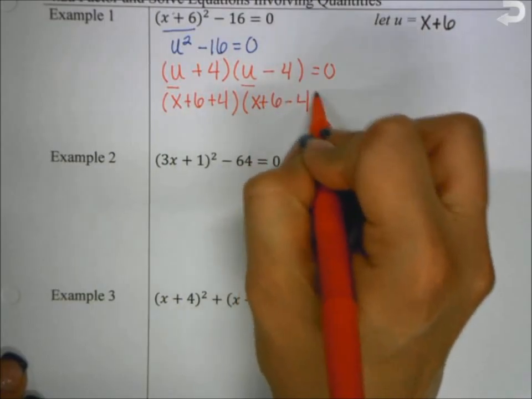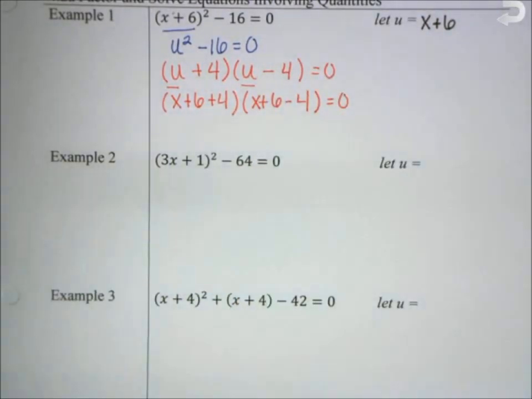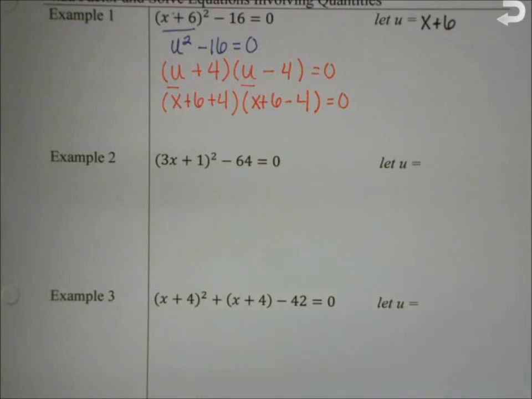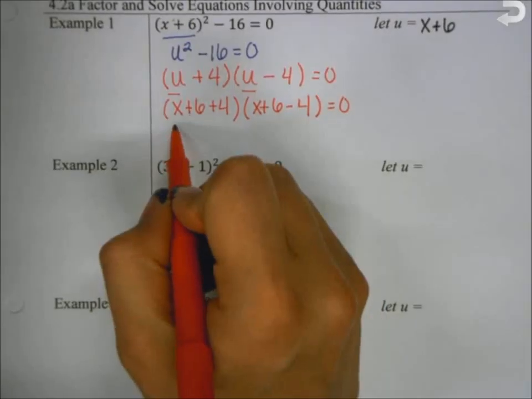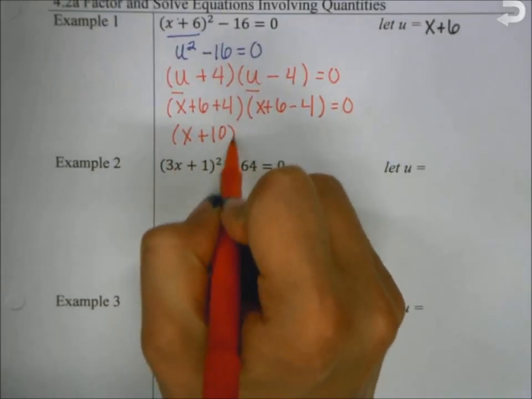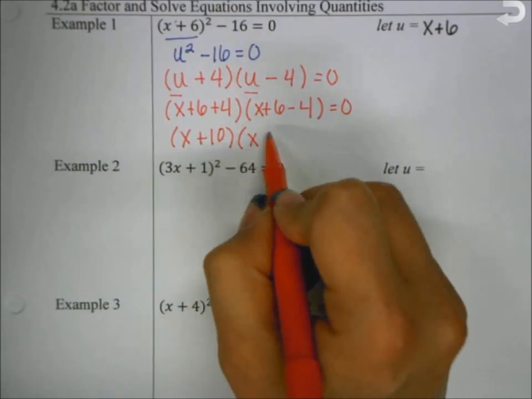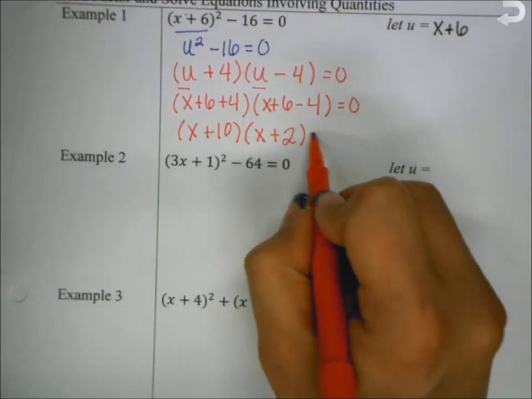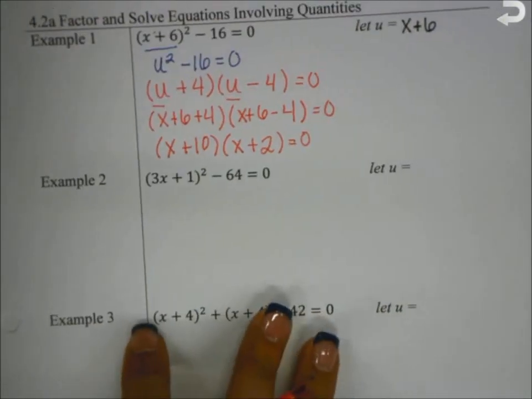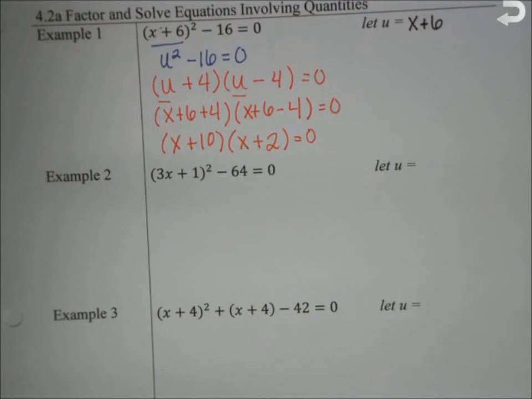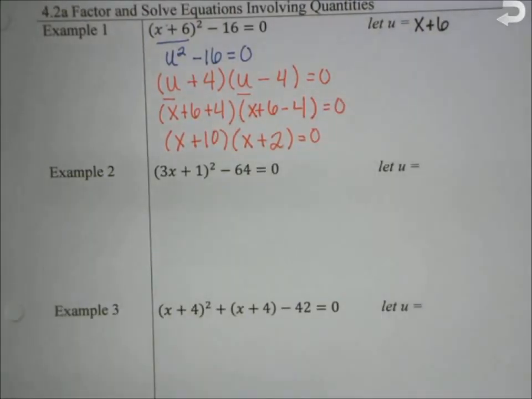Can I simplify that? Yes, you can. 6 plus 4 gives me 10. So x plus 10 times x plus 2 equals 0. Good. So now I'm factored, I'm simplified, and I want to solve. What are my two factors? x plus 10 is one, and x plus 2.